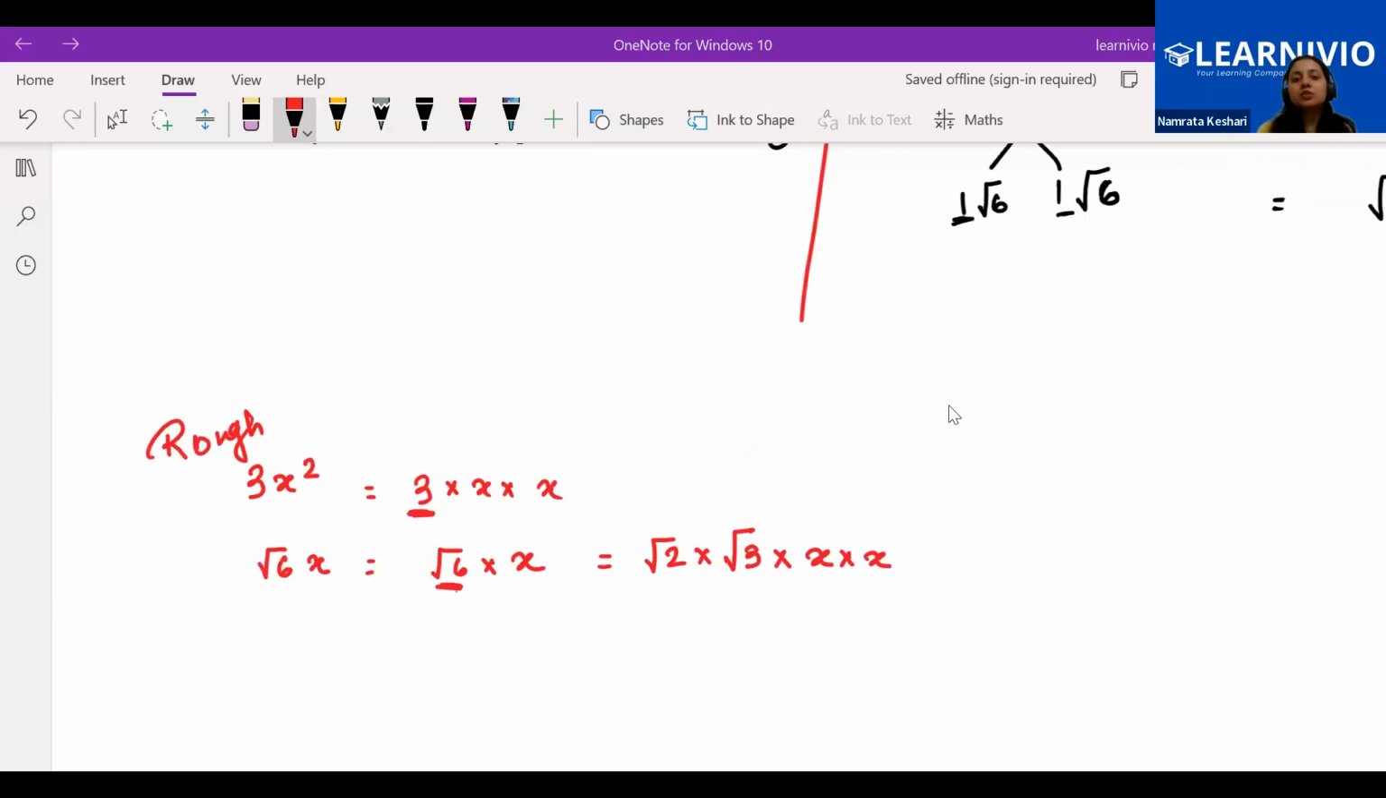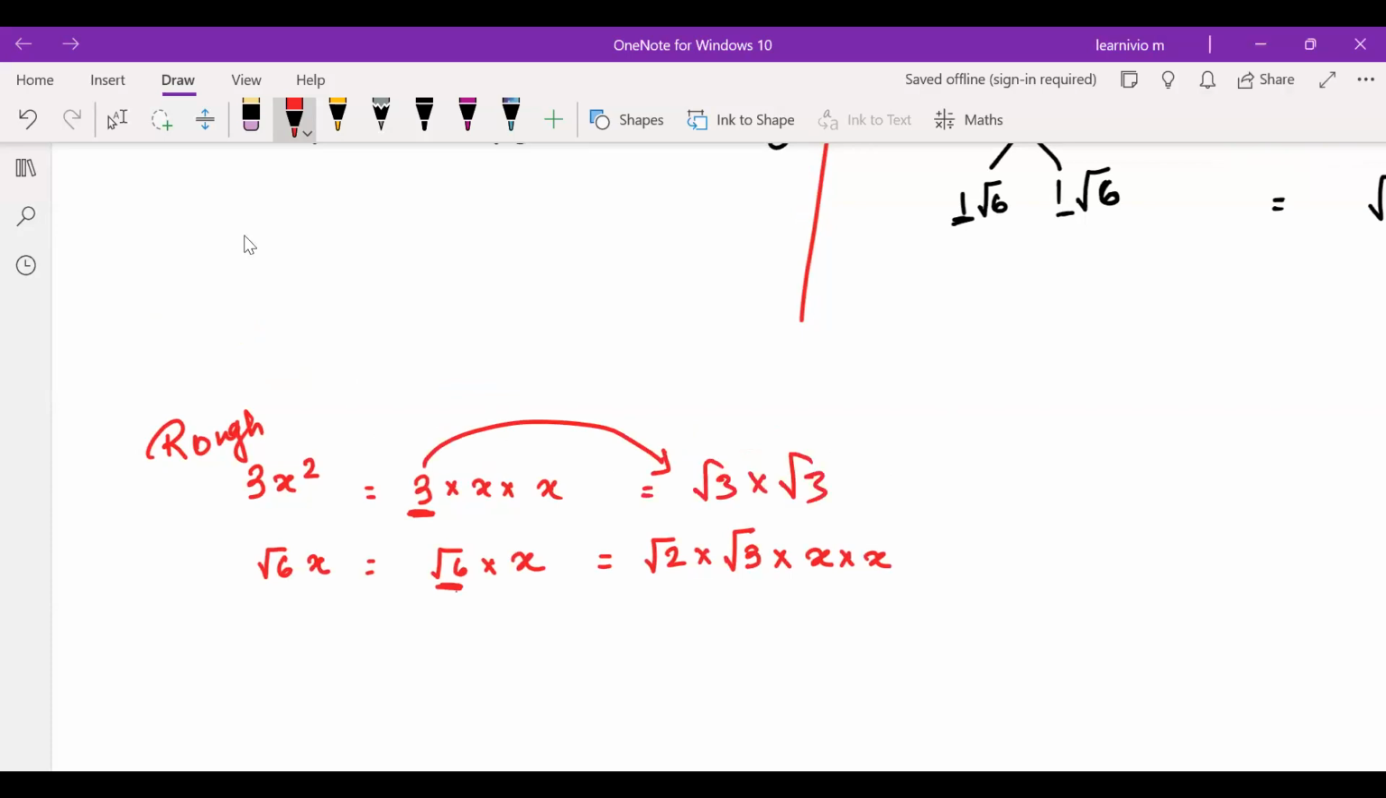Okay, so 3 into x. This one we can split further. We can do the factorization further, but that depends only on when the other factor has square root 3. If the other factor also has square root 3, then and only then will we try splitting this 3 as root 3. Pause the video for now. Let's continue.